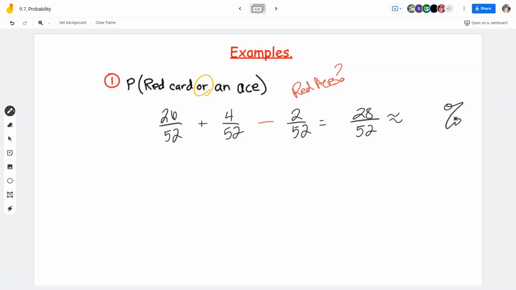What's the percentage? 53.8. Oh, wait, 4.6%. 53 point what? 8.46%. Oh, 846? 8.46%.